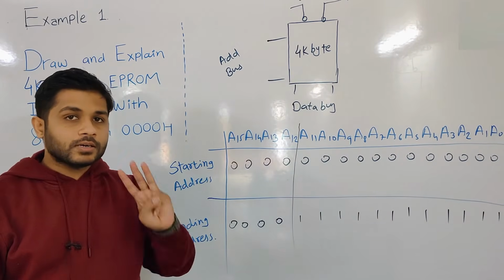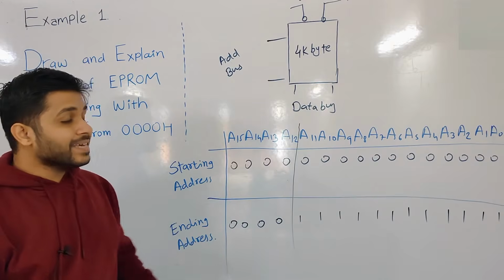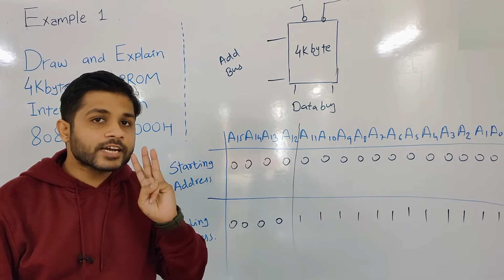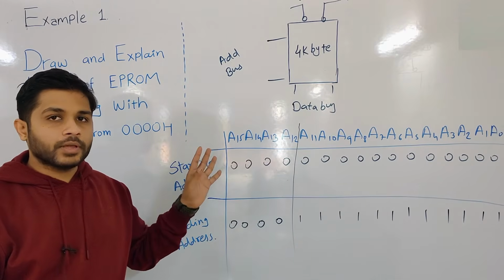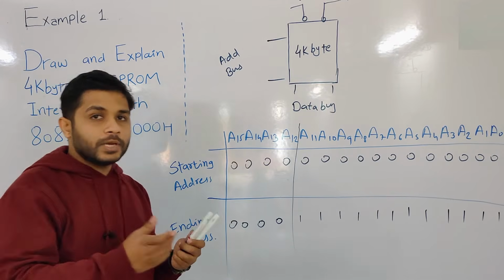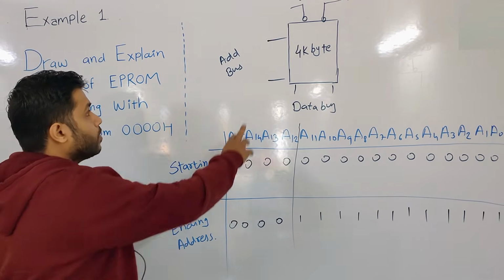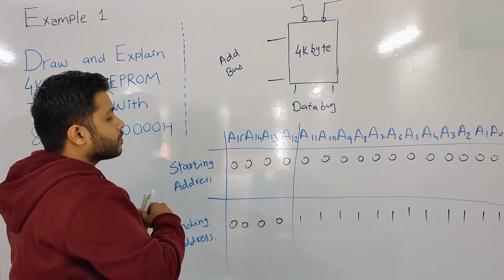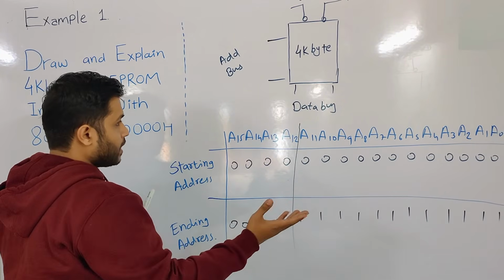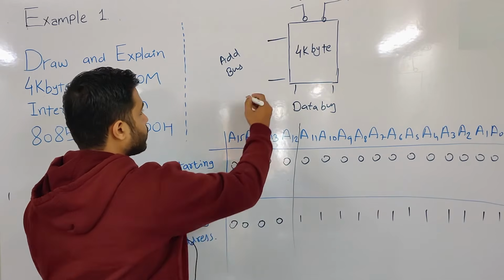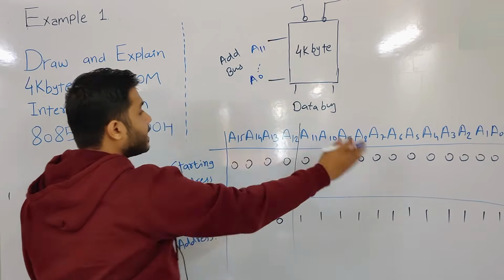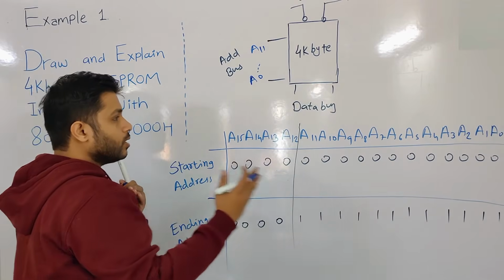Now let's see the third step. In the third step, we provide all the necessary connections with the memory. Let's see how many connections need to be made. The first thing is the address bus. How many address lines are required to interface 4K byte? You know very well from the memory map, A0 to A11 address lines are required, a total of 12.